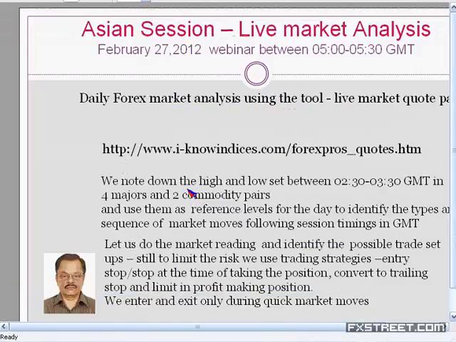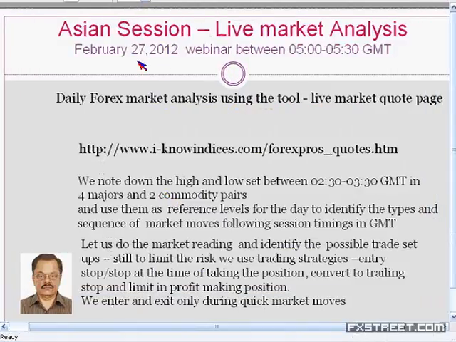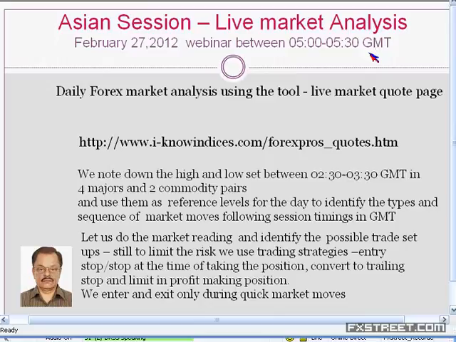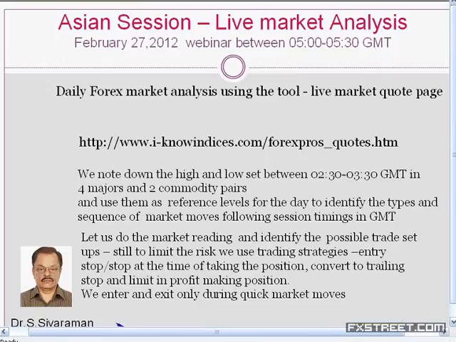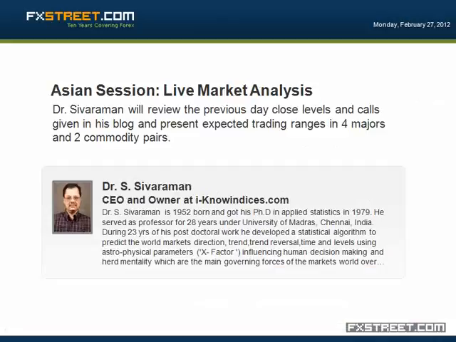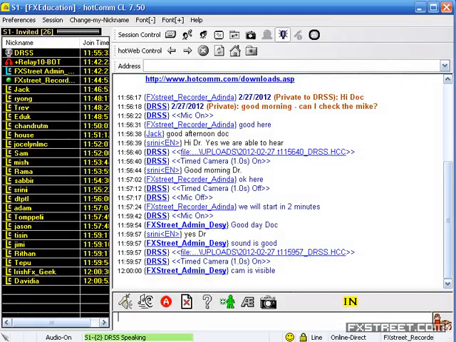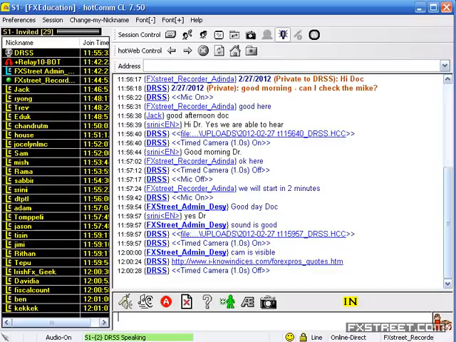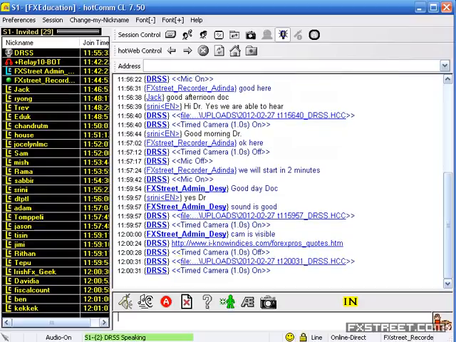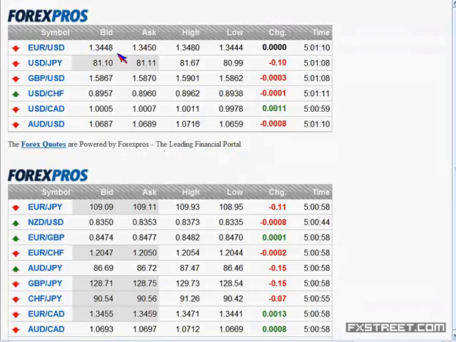Asian session live market analysis on February 27. Between 5 and 5:30 GMT, we will be reviewing the market using the live market code page. I will give the link for the same. I'll also focus the camera over the live market code page.